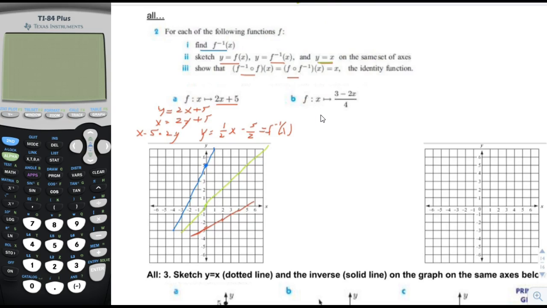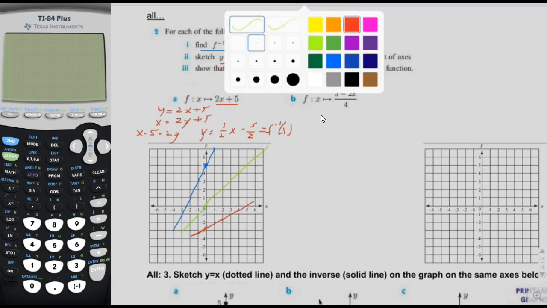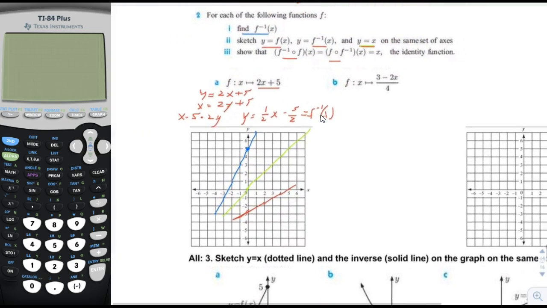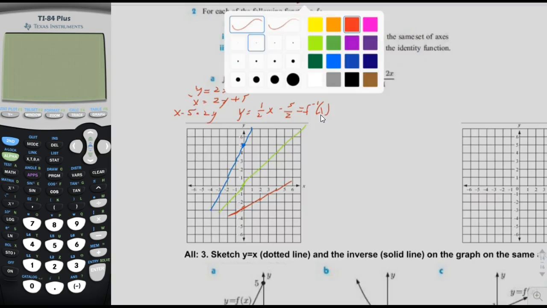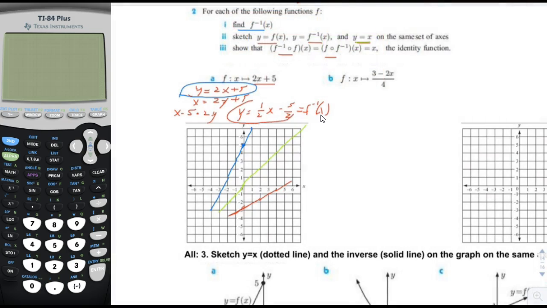And then finally it says show that the inverse function following the function is equal to the function following the inverse function, which is equal to x. So let's try that. What we're going to do is take the function, and then take the inverse function, and have one follow the other. So first we're going to have the inverse function following the function. So the function is 2x plus 5, and then afterwards we're going to follow it with the inverse function. Okay, and then we'll see what we get here. We're going to get x plus 5/2 minus 5/2 is equal to x.